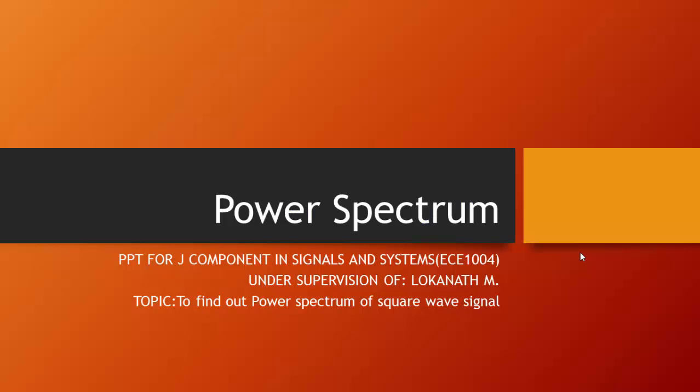Everyone, the following is a PPT for the J component in Signals and Systems under the supervision of Mr. Loknath. Our topic is to find out the power spectrum of a square wave signal.